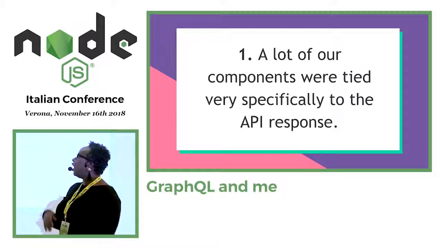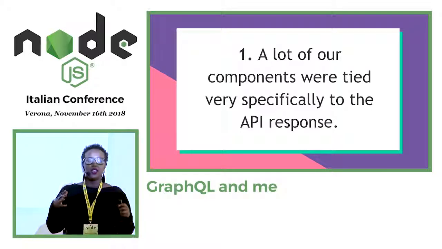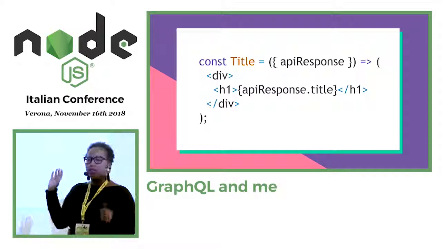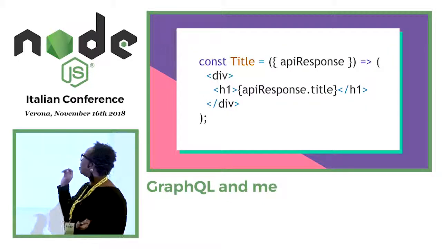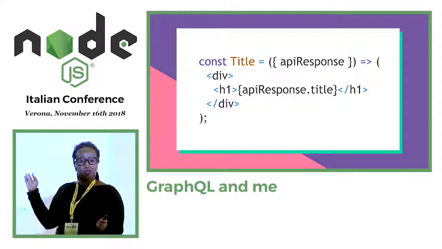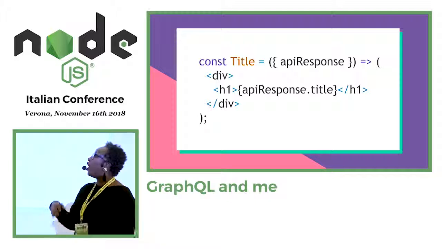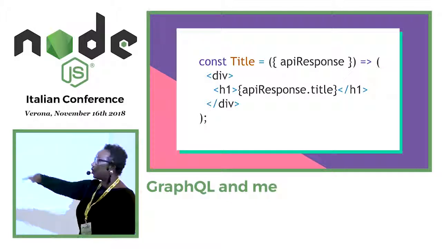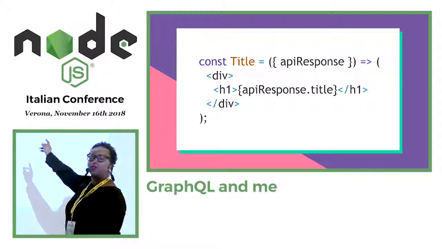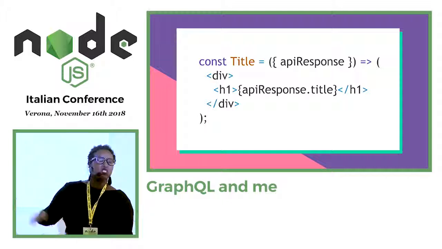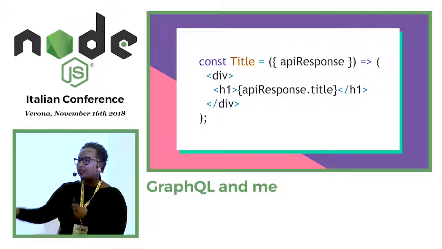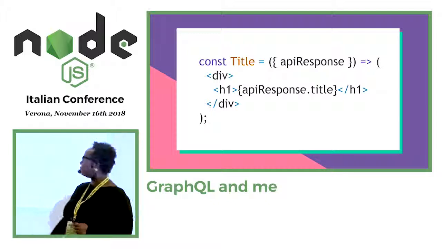First of all, a lot of our components were very tied to our API response. This is a more illustrative example of it. It wasn't as extreme as this, but this title component, for example, is taking the whole API response and presenting one of the fields. This is very typical behavior where you get the request and then you just shove it to a component, and then the component just renders whatever.